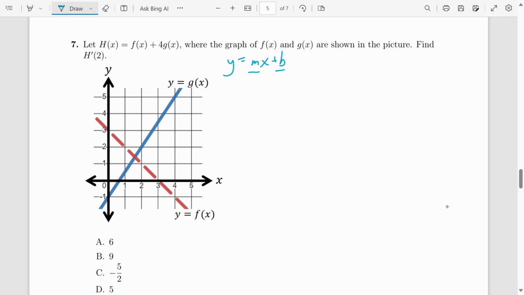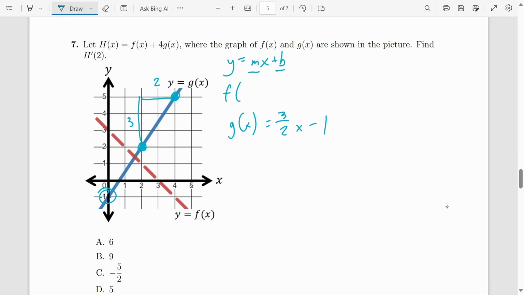And to find the slope, we can just take 2 points on the curve and figure out its rise over its run. So in this case, for g of x, the slope here is going to be 3 over 2. So 3 halves x, and it looks like its y-intercept is -1. So g of x equals 3 halves x minus 1.